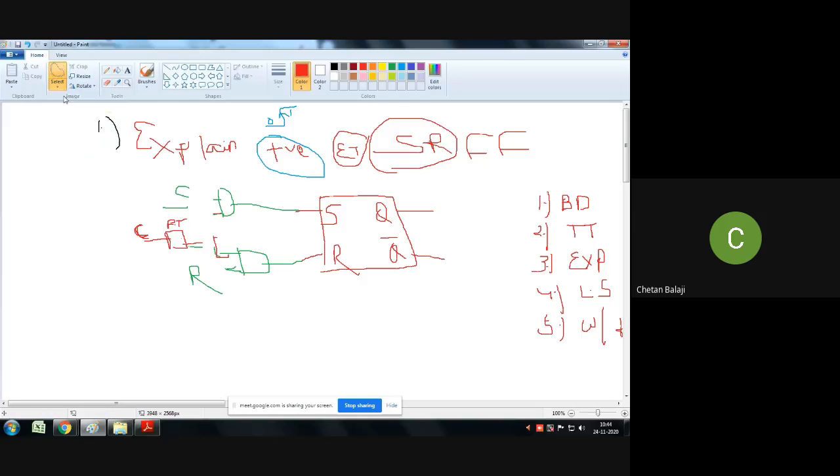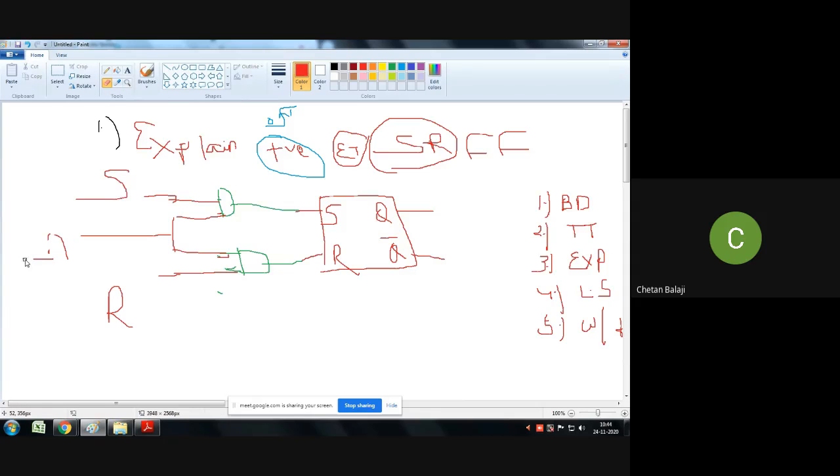I'll show you once again. Please look at things seriously. Take 2 lines. Draw 2 lines. As usual, cross couple this. As usual, connect the input like this. This becomes S. This is R here. You normally write this as enable. Then it becomes gated SR.